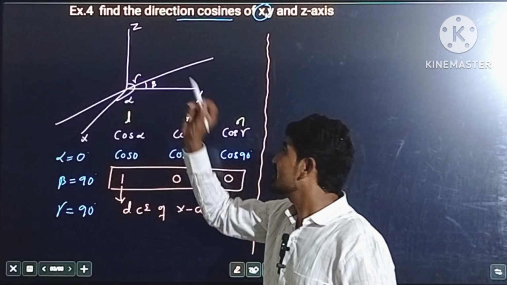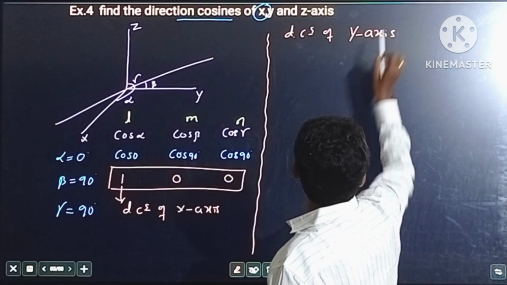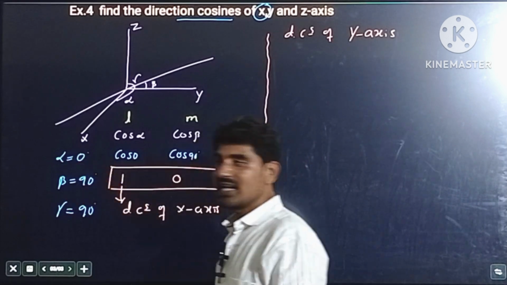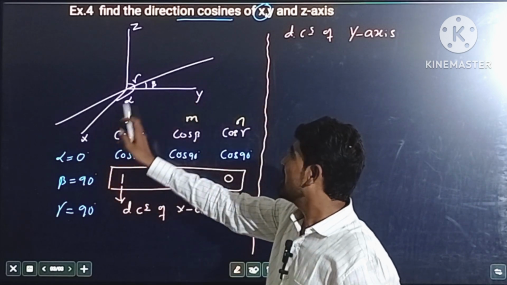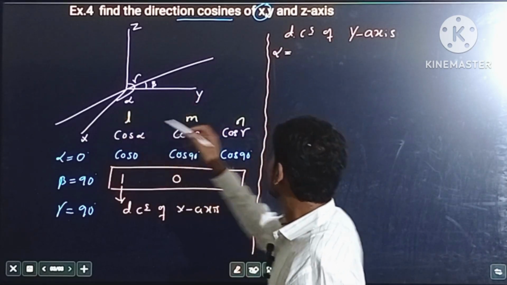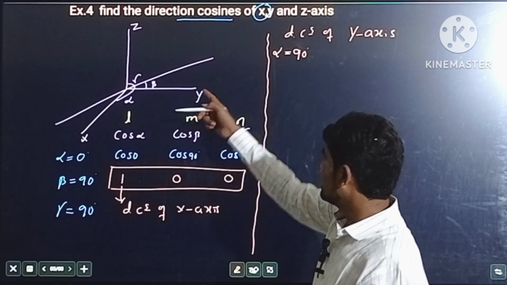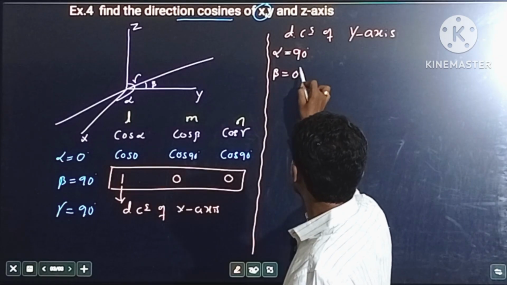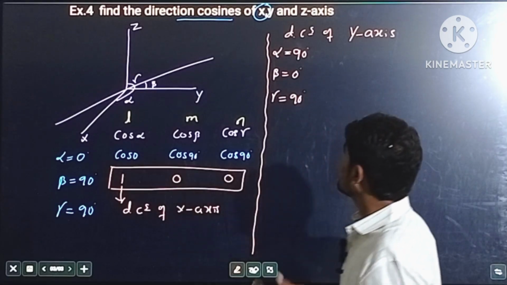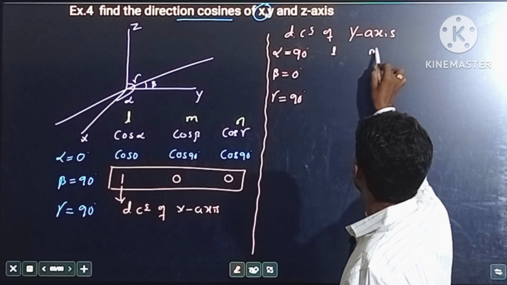Similarly, the direction cosines of the y-axis. To identify the direction cosines of the y-axis, first we should know the direction angles of the y-axis, which are alpha, beta and gamma. As you know, the x-axis, y-axis and z-axis are mutually perpendicular to each other. Therefore, this y-axis makes angle alpha, that is 90 degree, with the x-axis, makes 0 degree with itself, and makes 90 degree with the z-axis. Therefore, the direction cosines of the y-axis are L, M and N.